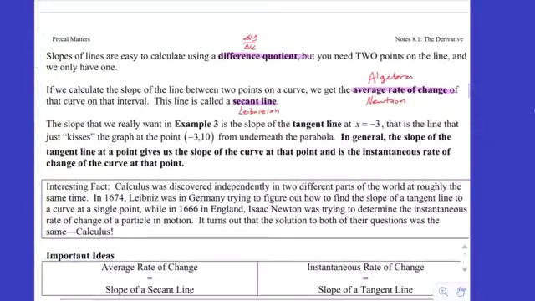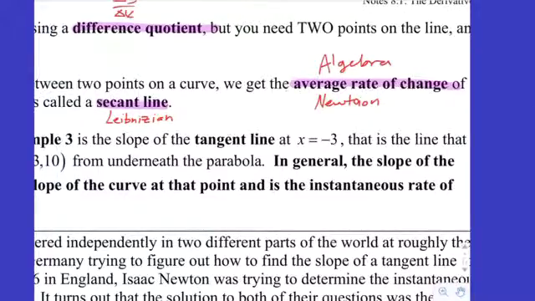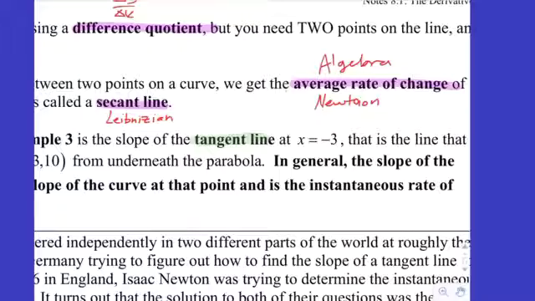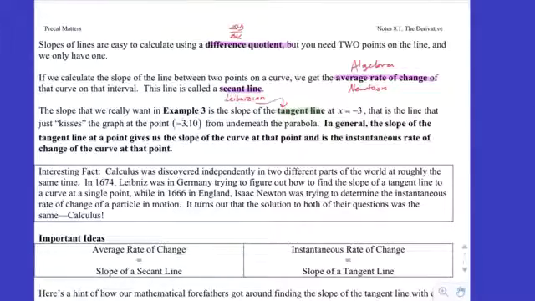That's algebra, right? The calculus kicks in when we try to find not the slope of the secant line, but the slope of the tangent line. And that would again be the Leibnizian perspective. And the Newtonian perspective says that that is also the instantaneous rate of change.